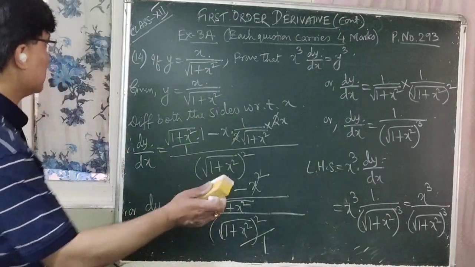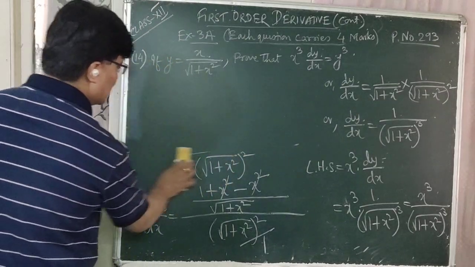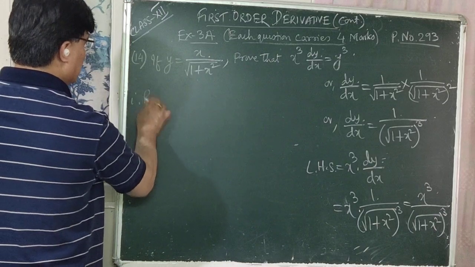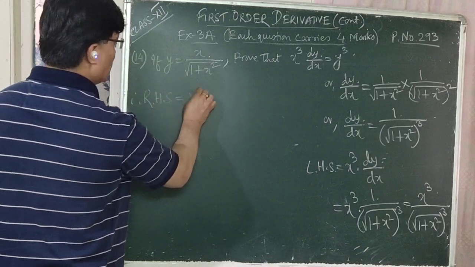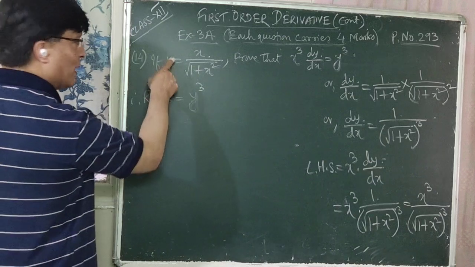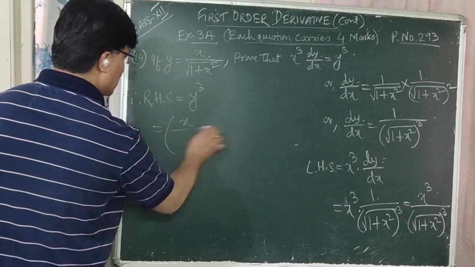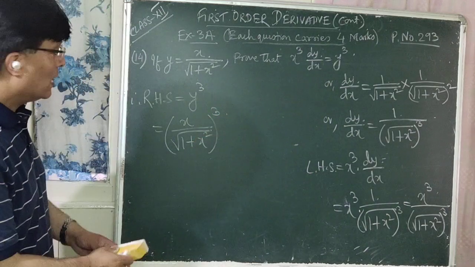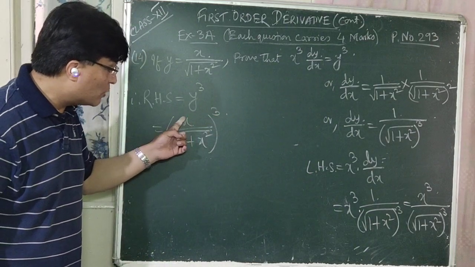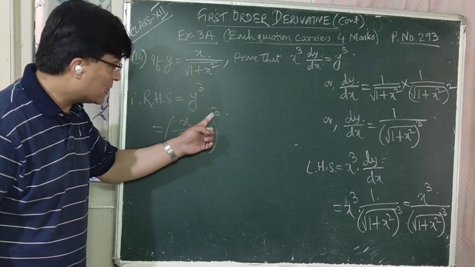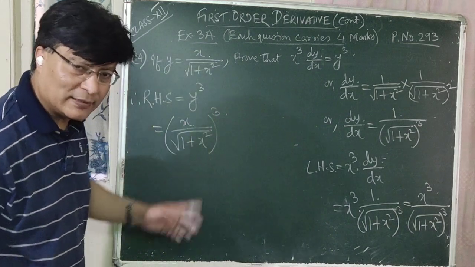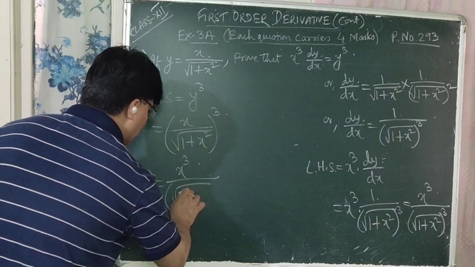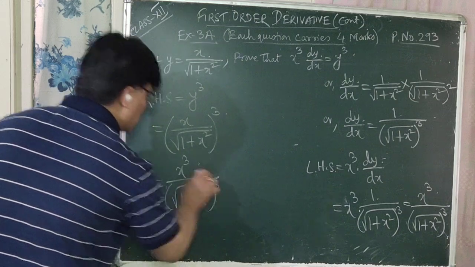Now let us find out the right hand side. So what is right hand side here? You should prove LHS is equal to RHS here. Okay? So what is RHS in this case? Y cube. You can put the value for y from given, x upon root over 1 plus x square whole cube. Right? So now this power 3 is for both numerator as well as denominator. You have to write down power 3 for both numerator and denominator. So what do we get? That is x cube divided by root over 1 plus x square whole cube.